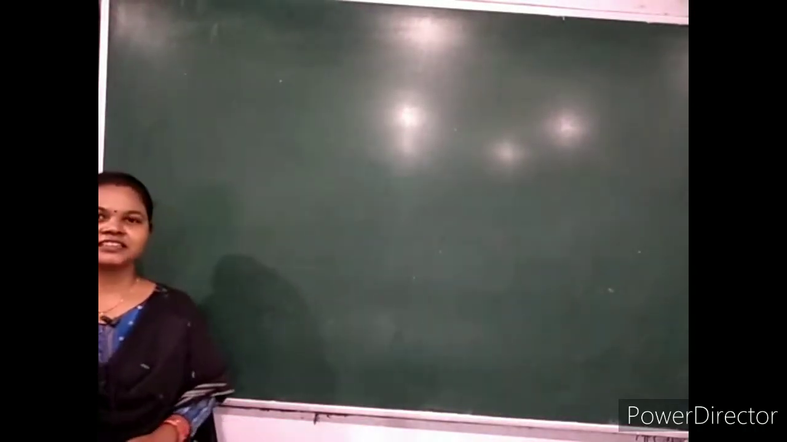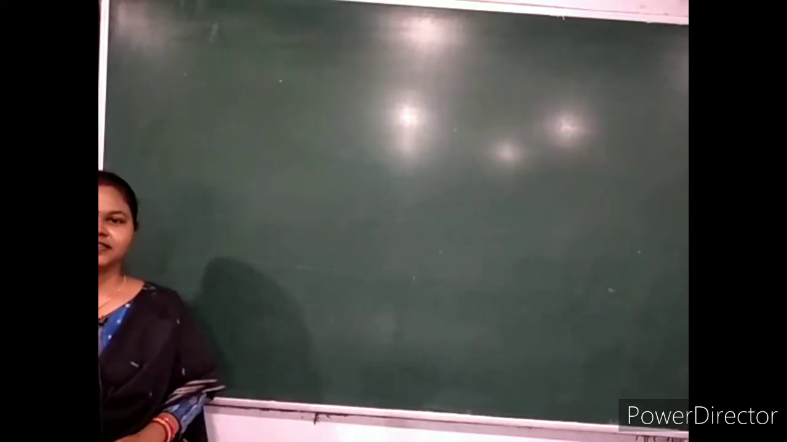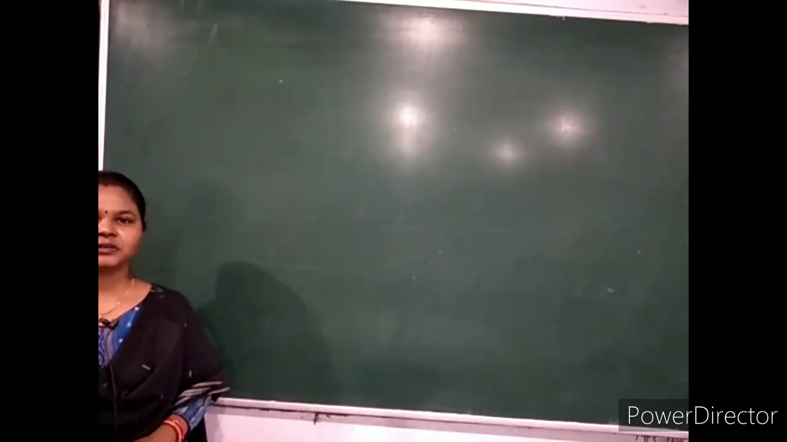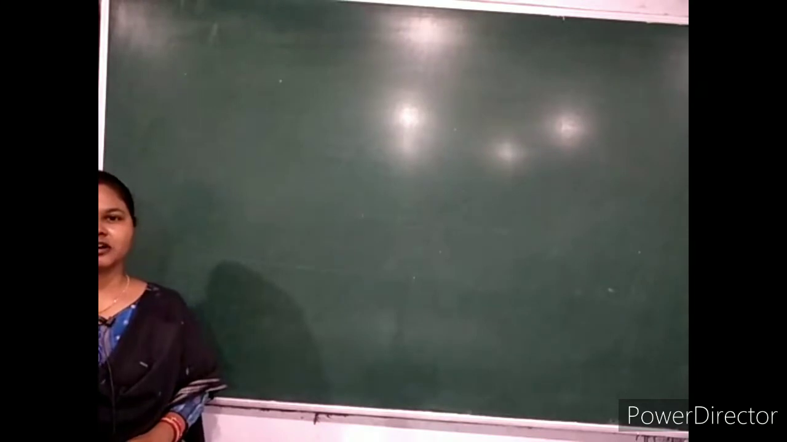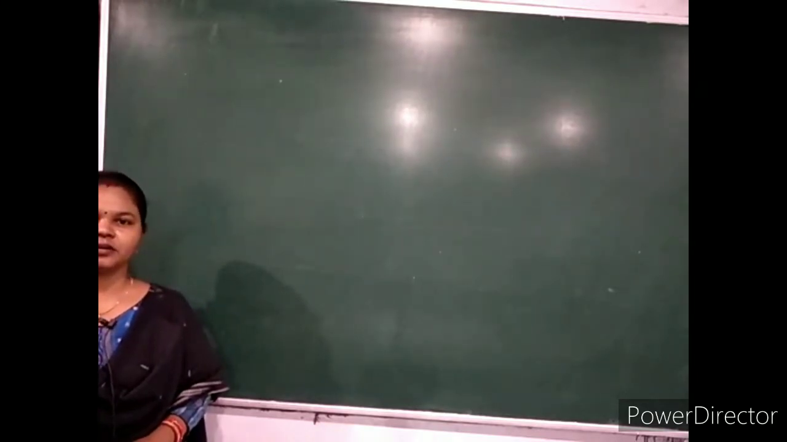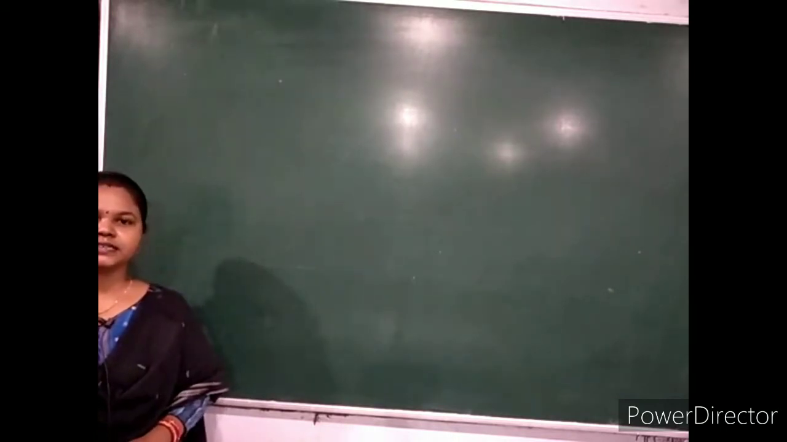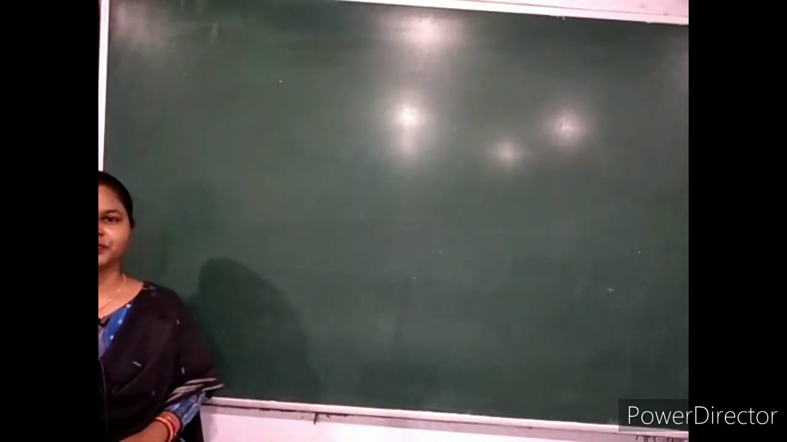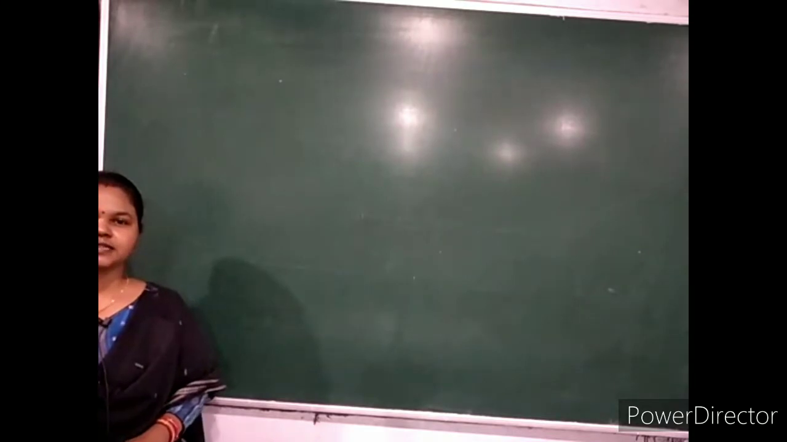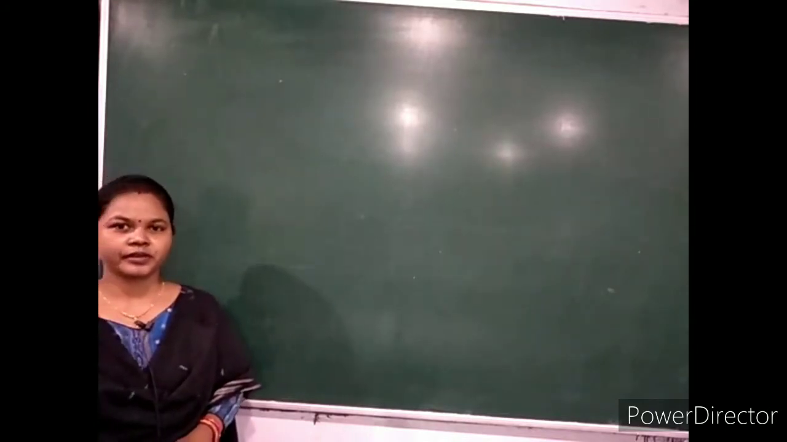Hello students, today we discuss the current divider rule, which is based on Kirchhoff's current law. In our previous classes we have already discussed what Kirchhoff's current law is. Kirchhoff's current law states that the algebraic sum of currents meeting at a point is equal to 0. So let us consider what the current divider rule is.